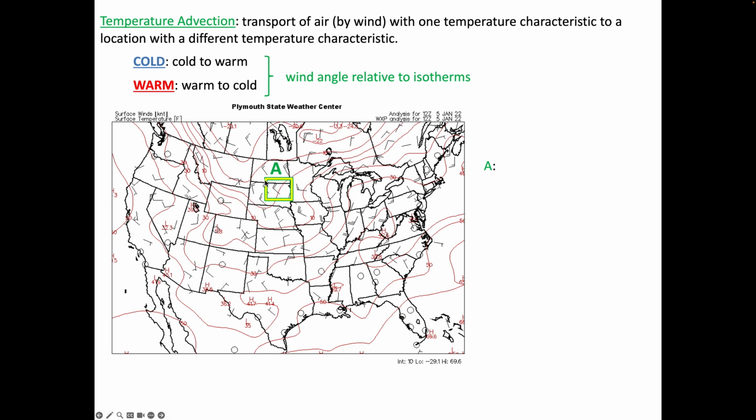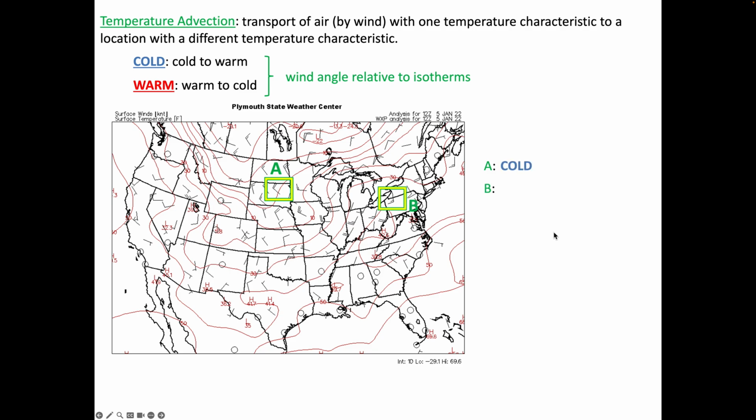And so what we see is that the wind is directed from a region that is colder, where the temperature is below zero, to a region that is relatively warmer, where the temperatures are above zero. So this is transport of colder air to a warmer location. And so what we have going on at A is cold advection.